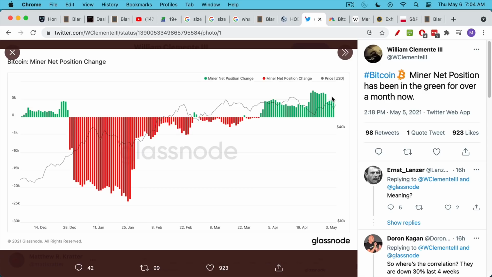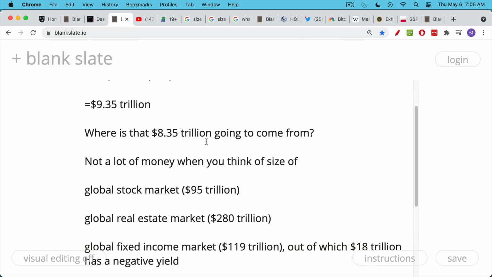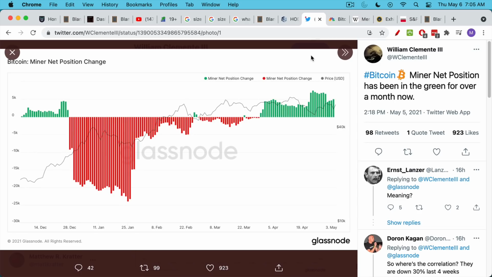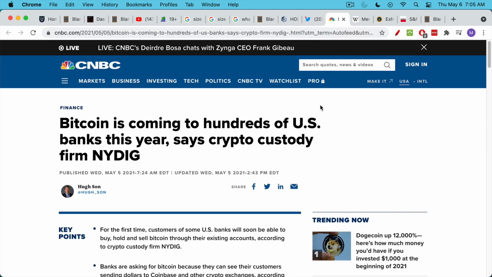Now let's talk a little bit more about the money that's coming into Bitcoin. We've already established that we don't need all $8 trillion to come into Bitcoin. That being said, the amount of money coming into Bitcoin is quite large. We're going to see another wave of retail buyers. We just learned yesterday that hundreds of U.S. banks this year will now be able to offer Bitcoin to their customers.